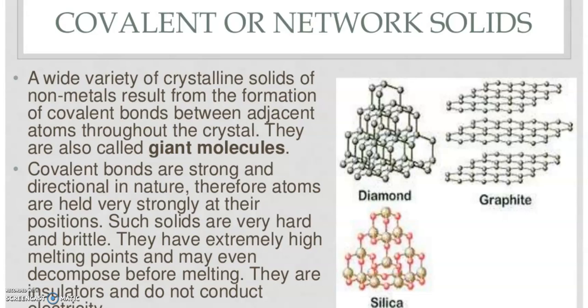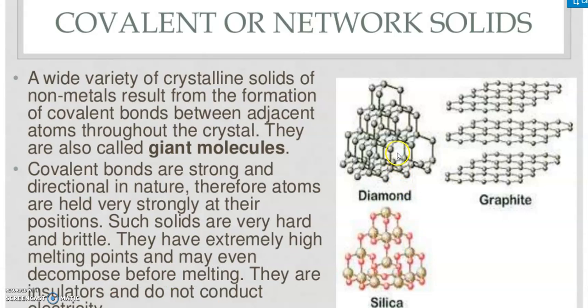Then covalent or network solids. So we have seen molecular, ionic and metallic. The next type is covalent or network solid. We know what a covalent bond is, sharing of electrons. A wide variety of crystalline solids of nonmetals result from the formation of covalent bonds between adjacent atoms throughout the crystal. They are also called giant molecules. For example, diamond, graphite, silica.